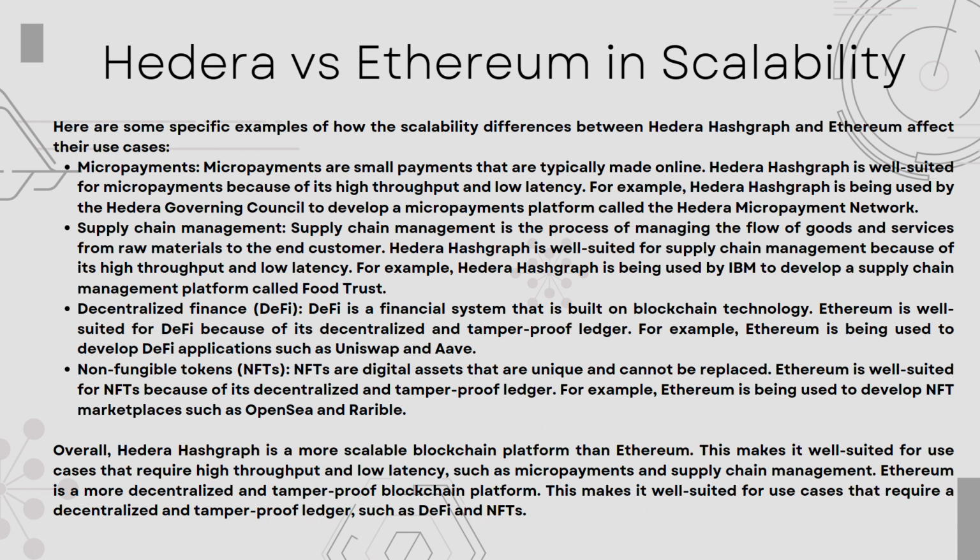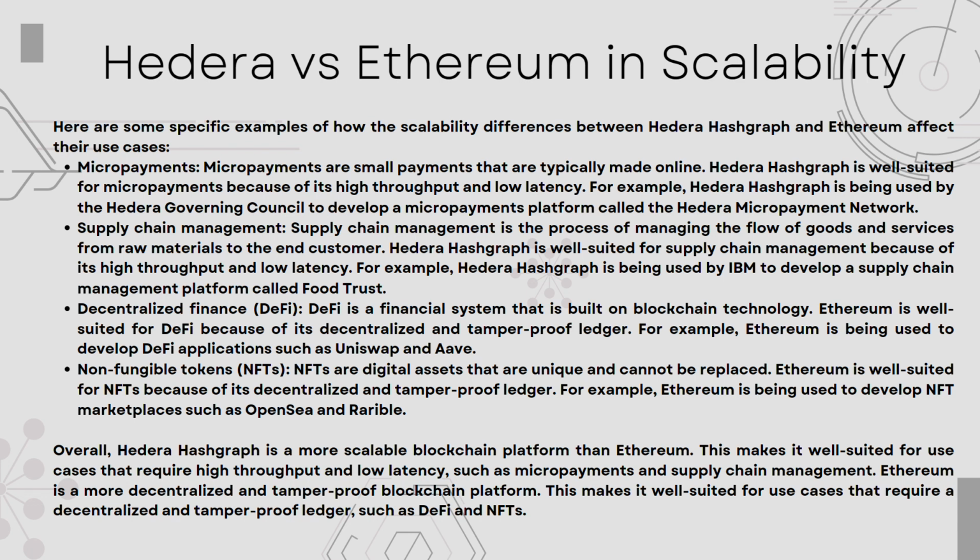Some specific examples to show how scalability differences are there in Hedera and Ethereum. So micropayments are small payments that are typically made online. Hedera Hashgraph is well suited for micropayments because of its high throughput and low latency. Hedera Hashgraph is being used by the Hedera Governing Council to develop a micropayment platform called Hedera Micropayment Network.